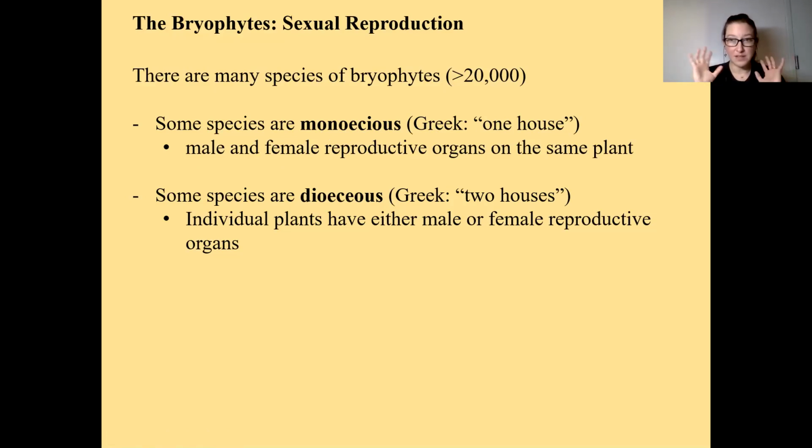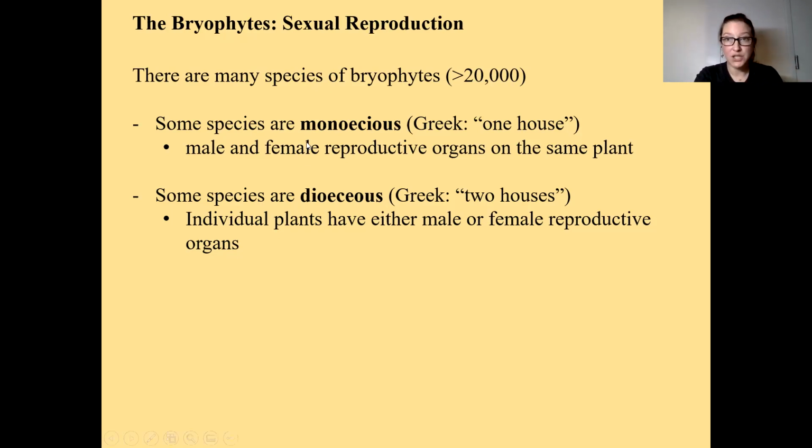So sometimes students have a tendency to see the word mono and think unisexual or something like that. Don't do that. Mono means one, but it means one house. And in the case here, the house is the plant.